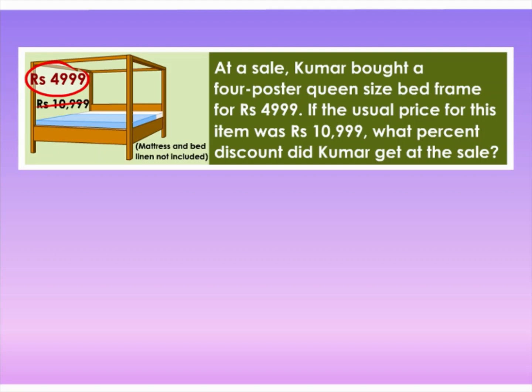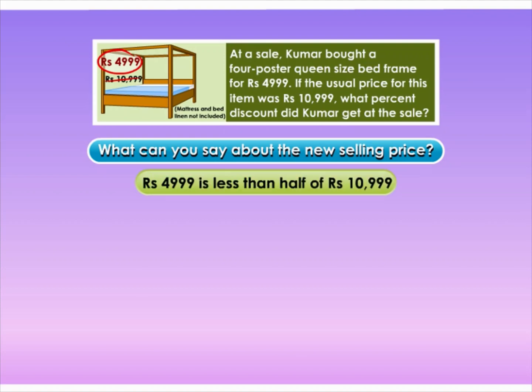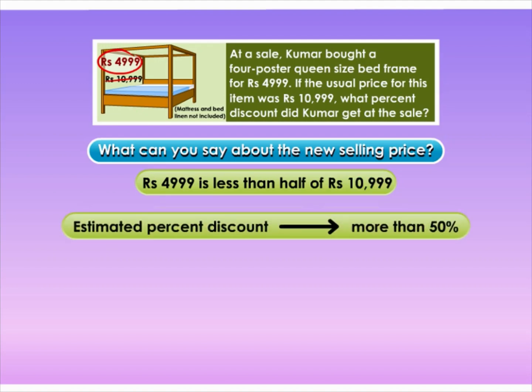At a sale, Kumar bought a 4-poster queen-size bed frame for 4,999 rupees. If the usual price for this item was 10,999 rupees, what percent discount did Kumar get at the sale? How do we solve this? What can you say about the new selling price? The new selling price is less than half of the original price. So we can estimate that the percent discount should be more than 50%. How do we find the percent discount?